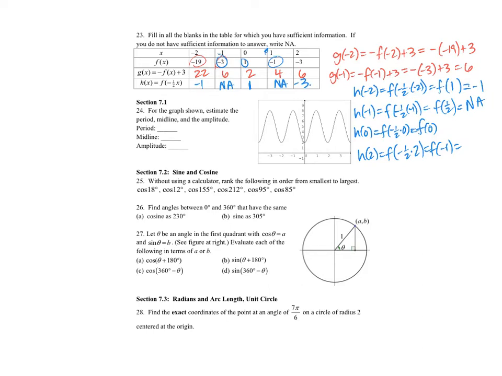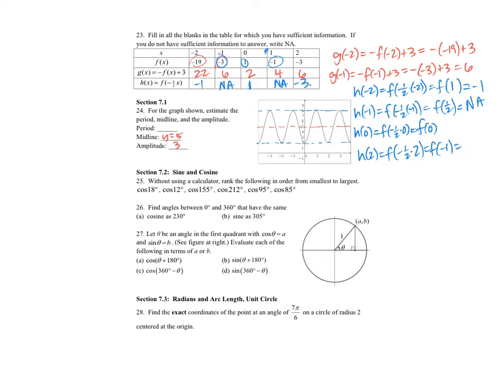Okay, for this one I want the period, midline, and amplitude. So let's start by looking at the bottom and top of the function. It looks like the top is at 8 and the bottom is at 2. So halfway between 8 and 2 would be 5. So my midline is y equals 5. And my amplitude is how far it goes up and down from the midline. So from 5 I go up to 8 and I go down to 2. So my amplitude is 3.